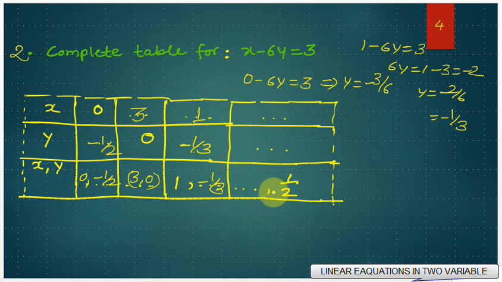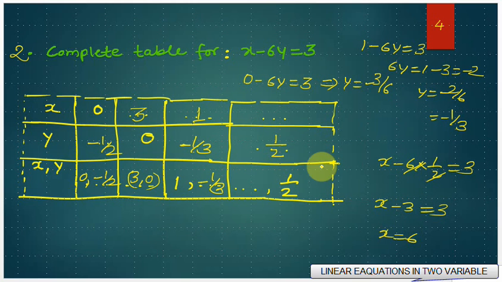Now in the last column it is given that y is 1 by 2. So y is equal to 1 by 2. Then what is the value of x? Put again the value of y in this equation. So x minus 6 into 1 upon 2 is equal to 3. So this cancels. So x minus 3 is equal to 3. So x is equal to 6. So the point is (6, 1 by 2).